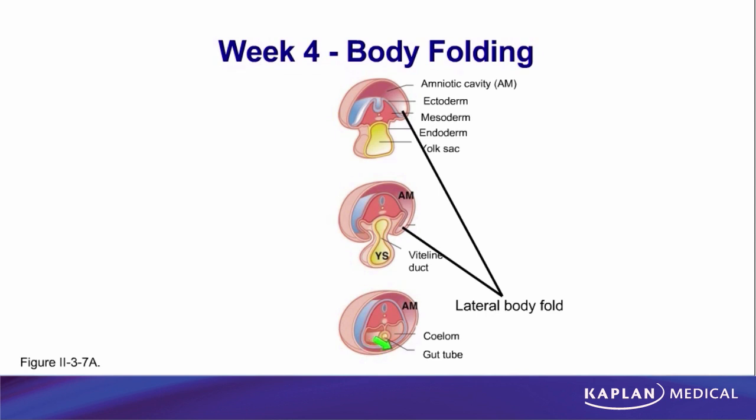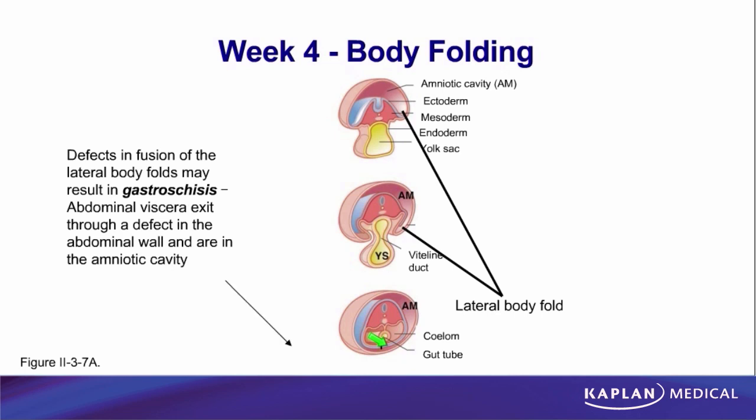And as it turns out, and we're going to see this theme over and over again in development, when things are supposed to fuse during development, sometimes they don't fuse perfectly. You'll have imperfections of fusion. And when you have imperfections of fusion, that will lead to some kind of a defect. So in this case, if the right and left lateral body folds have an imperfect fusion, have a defect in the fusion, you can see how you could have a region of the ventral body wall that is weakened or has a defect in it.